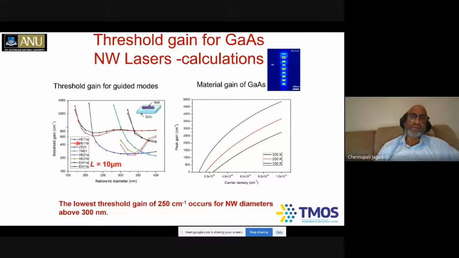What Drew Saxena has done is plot the threshold gain for lasing as a function of the diameter of the nanowire, for a nanowire about 10 microns long. You can see that it depends on the optical mode, and that the lowest threshold gain for lasing is for nanowires about 250 to 300 nanometers in diameter. Note that I'm not plotting from 0 here, but starting from 150.